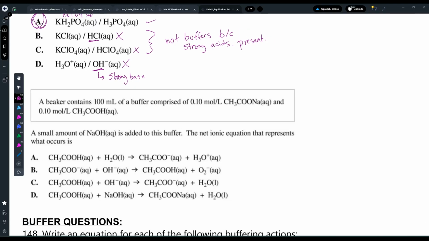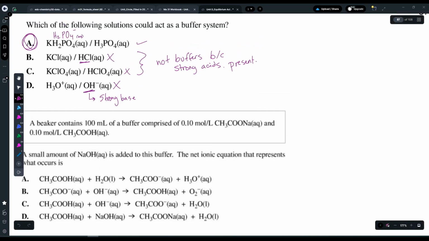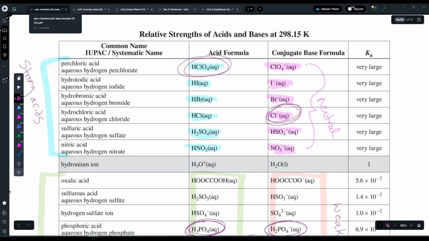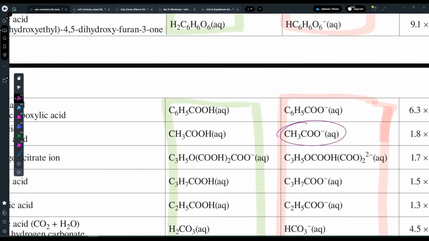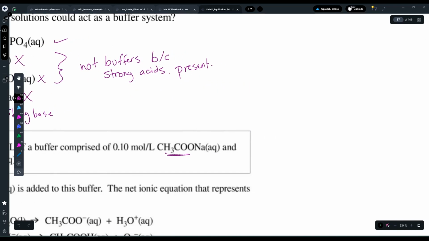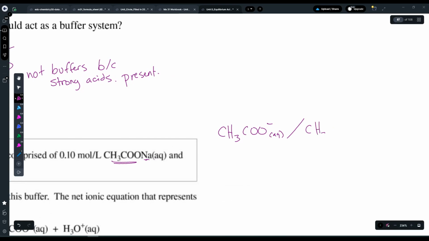I'm going to want to focus on what is actually doing the heavy lifting in this buffer solution. Because we've been given an ionic compound, we're going to want to dissociate it into its cation and anion. If I look at my table here and find acetic acid, the acetate ion is CH3COO. So the CH3COO with a 1- charge is the anion, and sodium is the cation. Now sodium, we know that's neutral because it's a metal ion, so it's not going to do anything. So what's actually acting as our weak base is the acetate ion, and the weak acid is acetic acid.